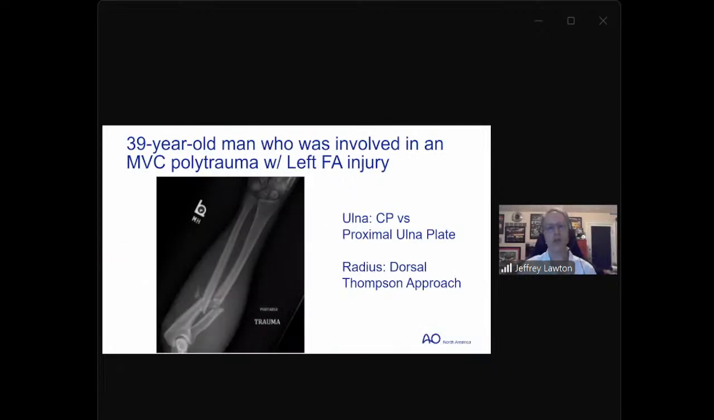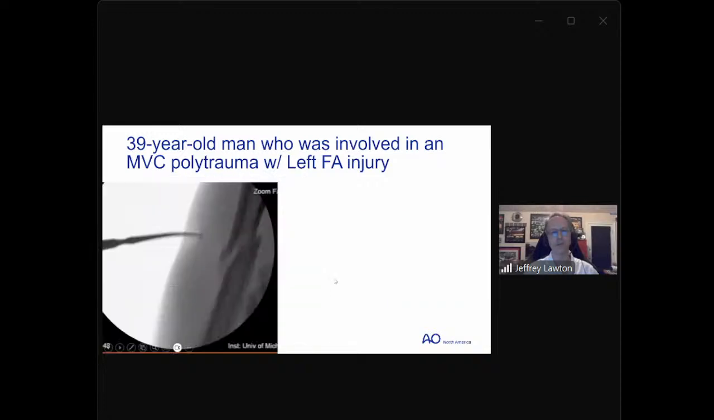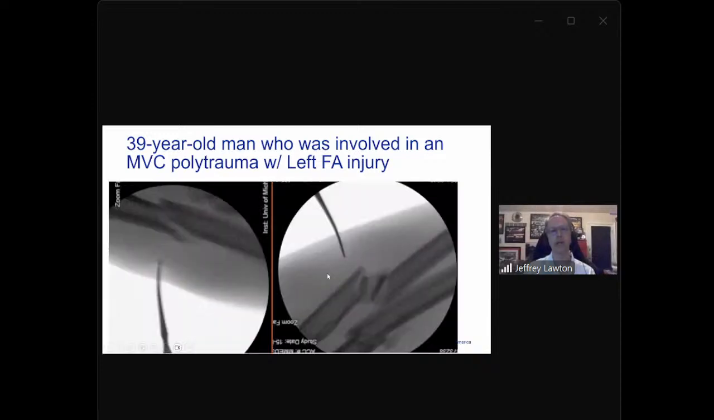So we'll go through a couple cases. This is a middle-aged person. This is a little bit more straightforward than some of Jaimo's cases. Again, at this level in the proximal ulna, you could either do a more traditional compression plate or an anatomically designed proximal ulnar plate. And again, in the proximal third of the radius, I think of the dorsal or the Thompson approach.